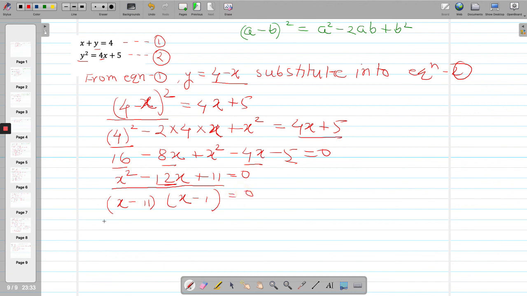We can get either x minus 11 equal to 0, or x minus 1 equal to 0. So from here we can get x equal to 11, and from here we can get x equal to 1. Okay, so now I need to go to a new page actually. We remember that x equal to 11 and x equal to 1 we found.